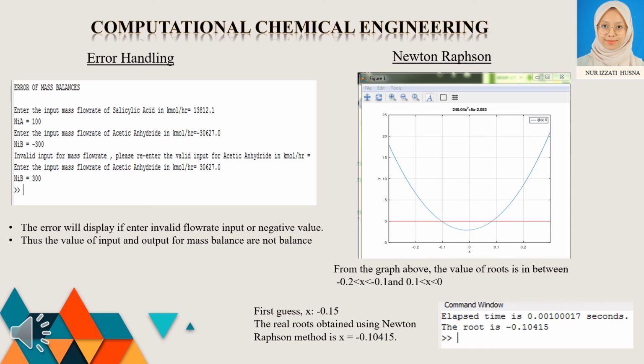Next, for numerical method, the equation that we used is from reactor R101. In this case, we want to find the roots. The most suitable method that we chose is Newton-Raphson, because Newton-Raphson only gets one value, but we need to derive the equation above. From the graph above, the value of roots is in between negative 0.2 to negative 0.1 and 0.120. The first guess that we take is negative 0.115 because it is in between negative 0.2 and negative 0.1. And finally, the real root obtained using the Newton-Raphson method is negative 0.10415.